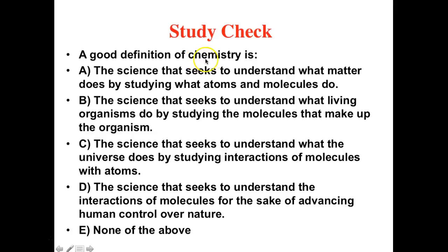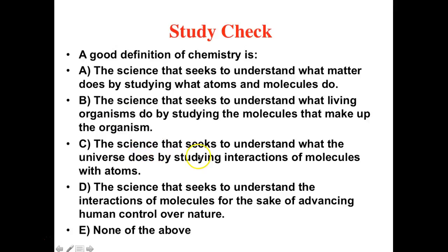A good definition of chemistry is the science that seeks to understand what matter does by studying what atoms and molecules do. This is a valid definition of chemistry. The science that seeks to understand what living organisms do by studying the molecules that make up the organism. Now, chemistry doesn't confine itself to just studying living organisms. It studies chemicals that make up both living and non-living entities. So therefore that would be an incorrect definition.